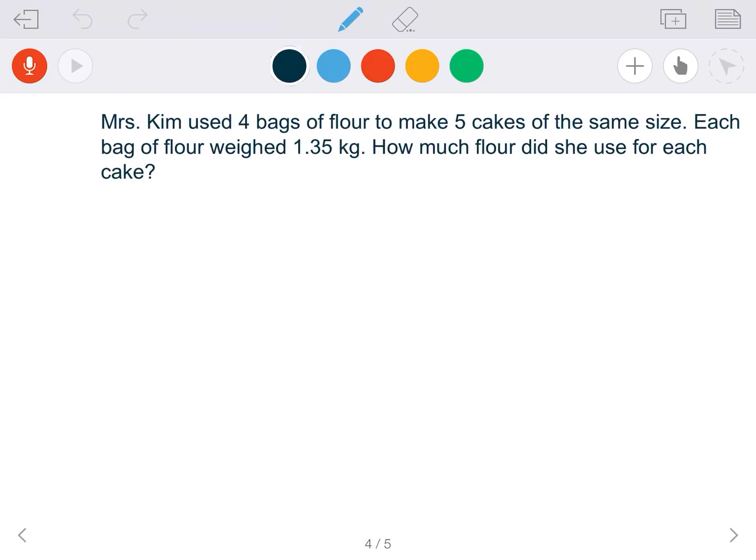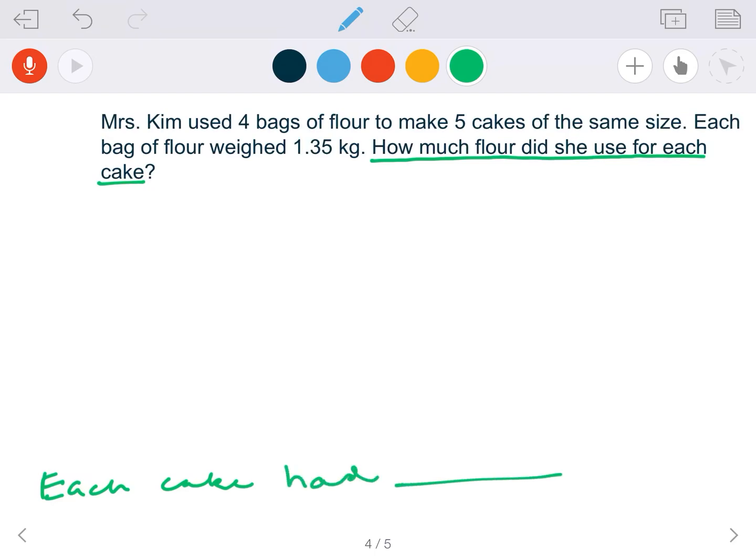Step 2, find the question and rewrite the question, leaving a blank for the answer. How much flour did she use for each cake? Each cake had, what's our unit? Here it is, kilograms of flour.